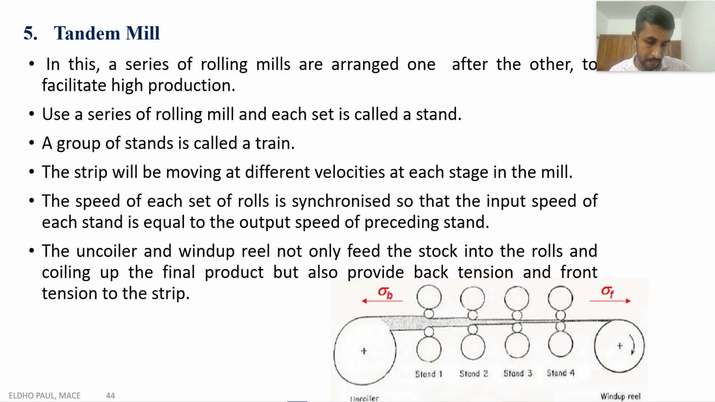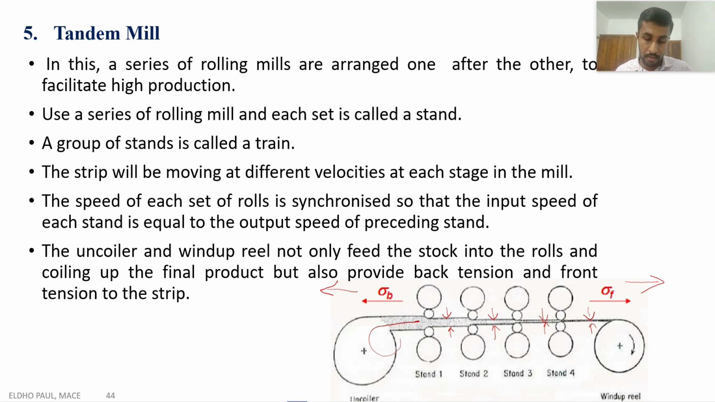Another one is the tandem mill. In case of tandem mill, we arrange the rollers in series. See this here, we unwind from the coil. Then this is the first reduction to H1. Then through the next set of rollers it is further reduced, another set of rollers further reduced, and then it is wound on this reel. This winding and unwinding actually creates some back tension on the material, which reduces the rolling force.